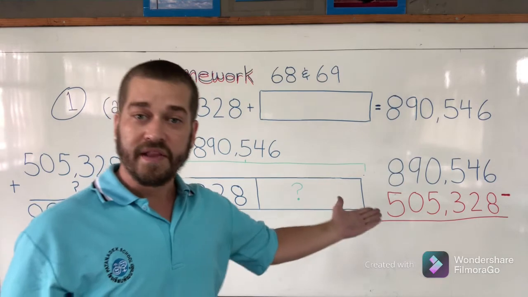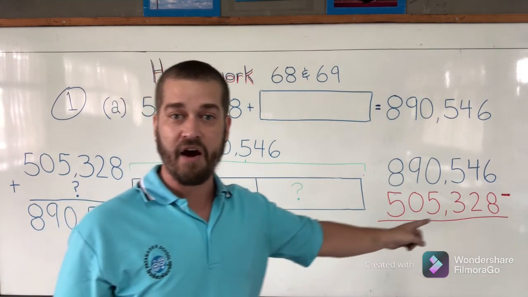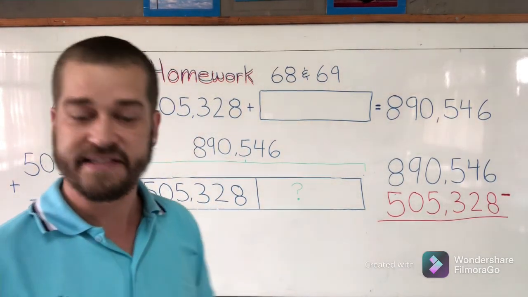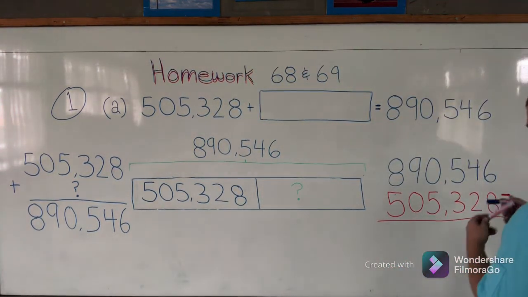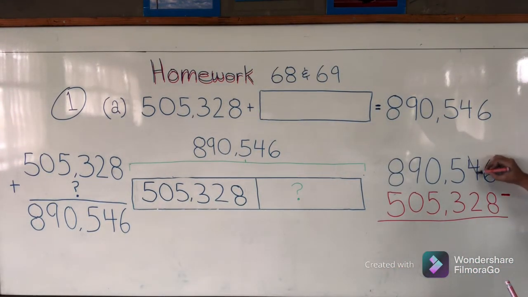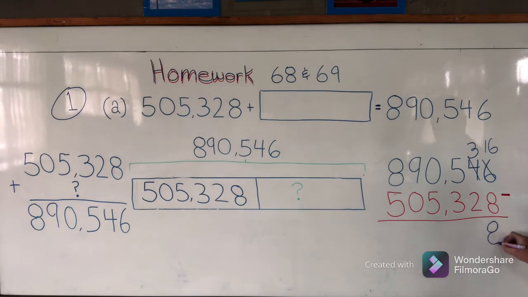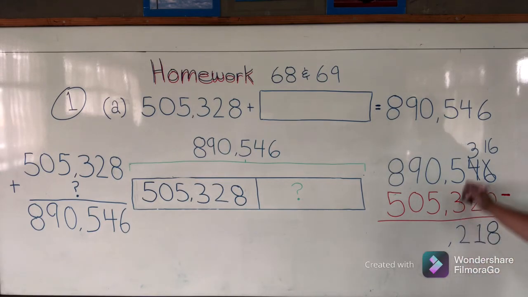Okay, let's look at this one. Let's go ahead and start at our ones. 6 minus 8. Can we do that? No, we gotta borrow from our tens. So we're gonna cross this out, put a 3. We're gonna cross this out and put a 16. 16 minus 8, well, 8 is half of 16, so this is just 8. 3 minus 2 is just 1. 5 minus 3 is 2, comma.